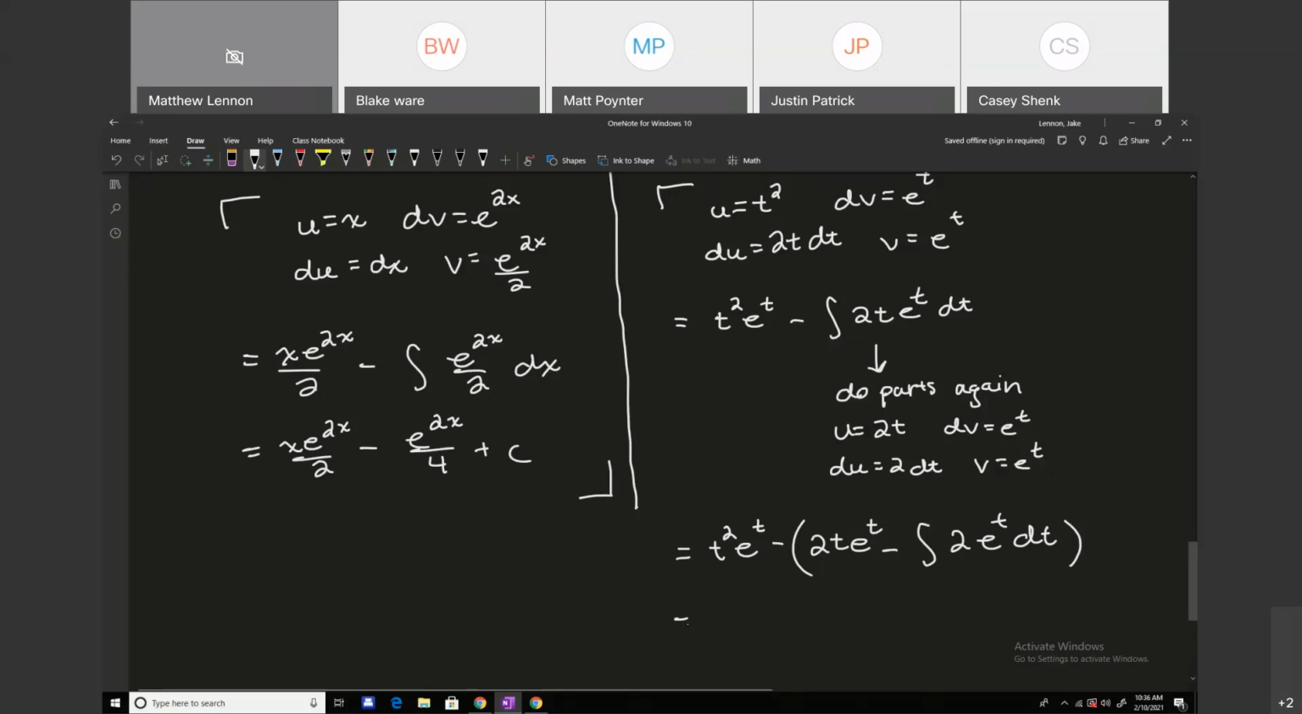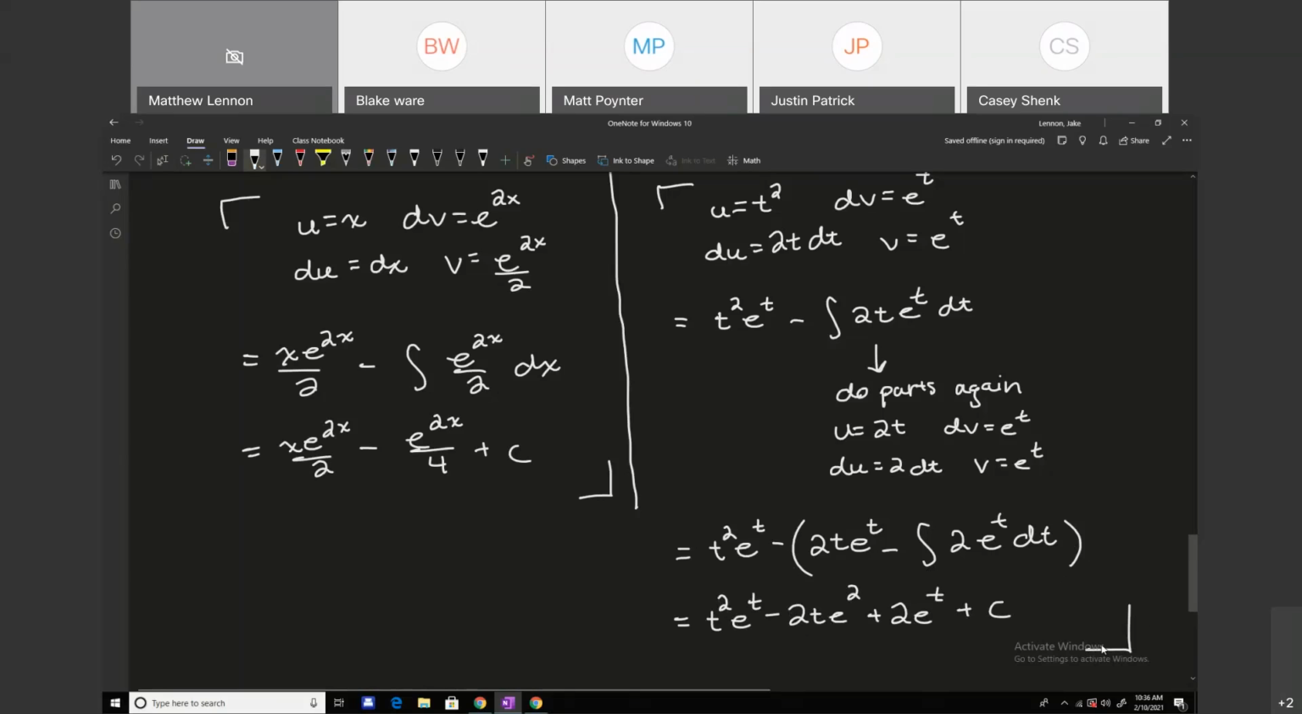So we have t squared e to the t minus 2t e to the t. And then the antiderivative of 2e to the t is just 2e to the t. So distributing the minus sign makes that a plus 2e to the t. And then I've also got my plus constant from integration. So had to do integration by parts twice on that one.